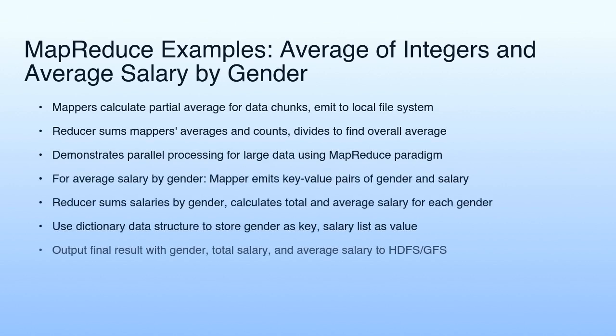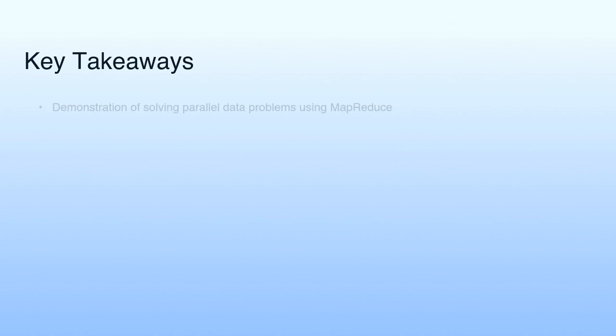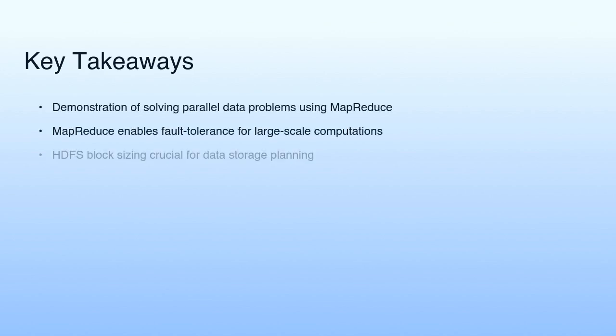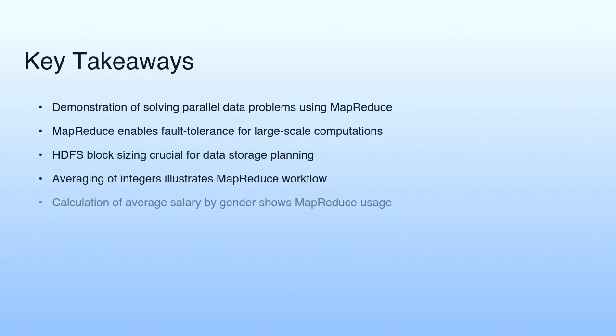integers and average salary by gender, highlighting how mappers handle partial computations and reducers consolidate results. The examples showcase the parallel processing capabilities of MapReduce, with the average salary by gender problem demonstrating the use of a dictionary data structure to store gender as the key and salary list as the value.